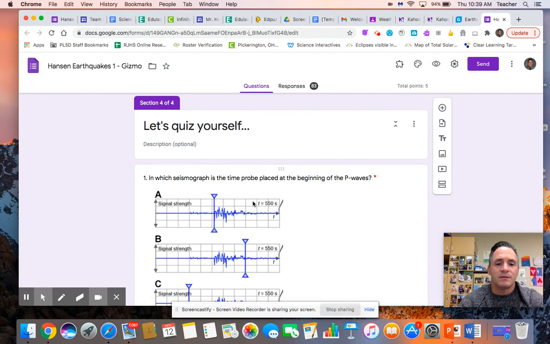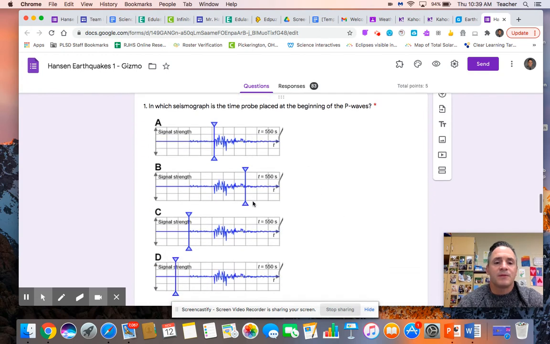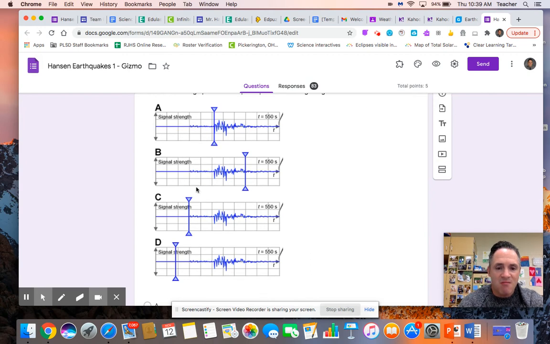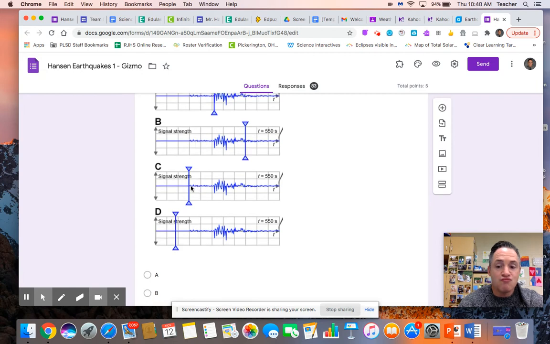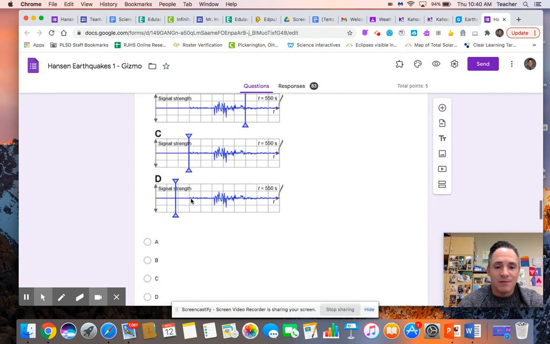Let's quiz yourself. It says, in which seismogram is the time probe placed at the beginning of the P wave? Okay, remember the P wave is the first little blip. First little blip? No. First little blip? Maybe. First little blip? No. So right where first, this is the P wave. Okay. So there we go. We know that one.